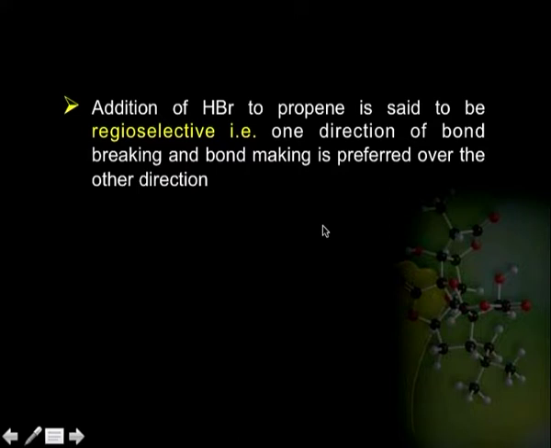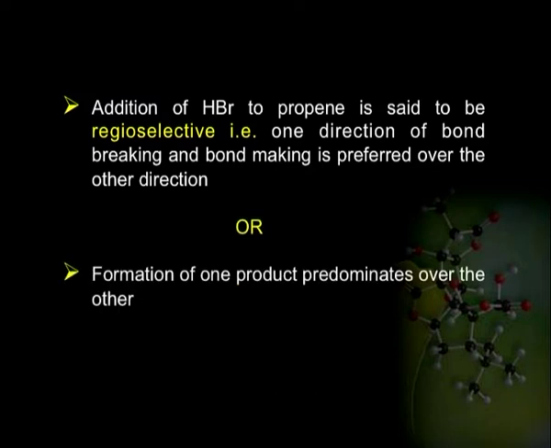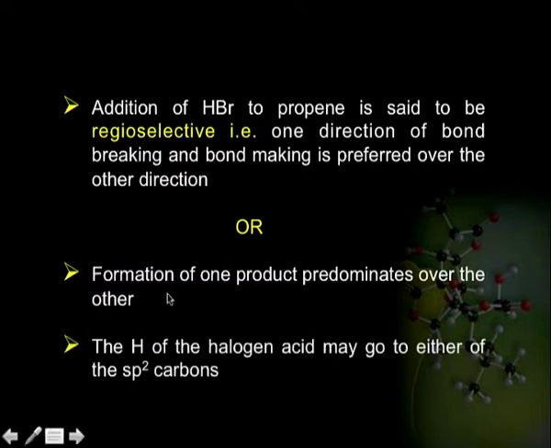That is, one direction of bond breaking and bond making is preferred over the other direction. We can put it in other words also, formation of one product dominates over the other, and the hydrogen of the halogen acid may go to either of the sp2 carbons. You can recall the Markovnikov's rule here. This reaction is also governed by Markovnikov's rule, which was given by the scientist Vladimir Markovnikov.